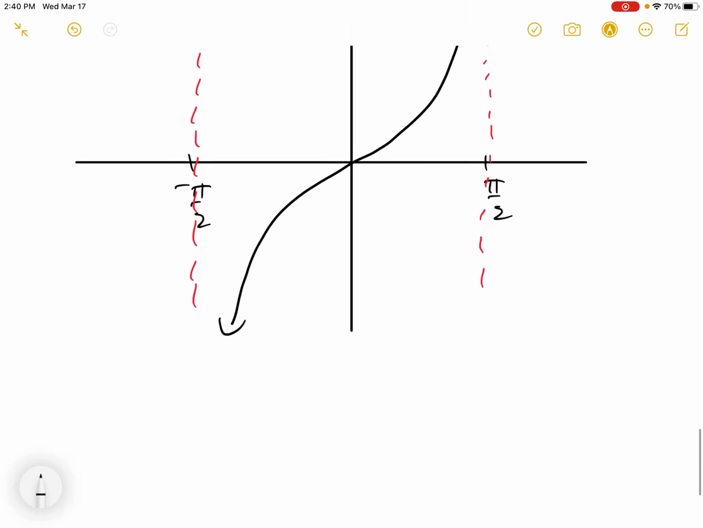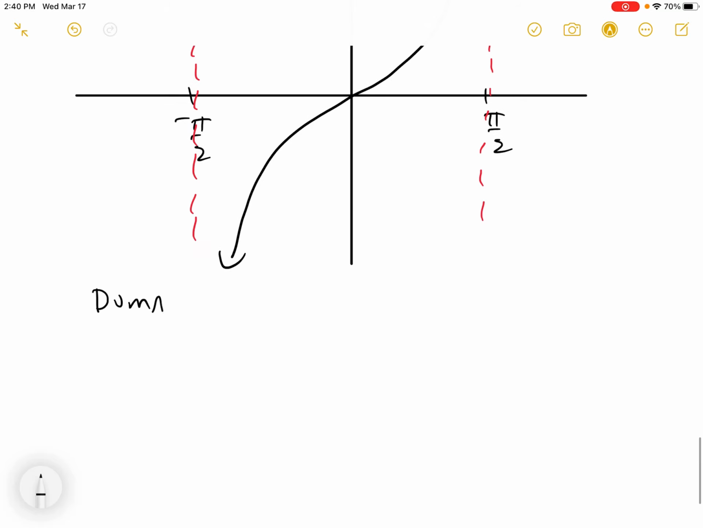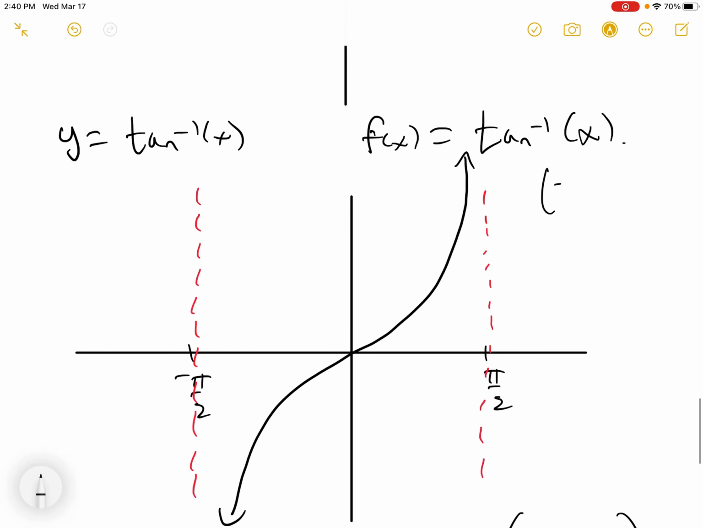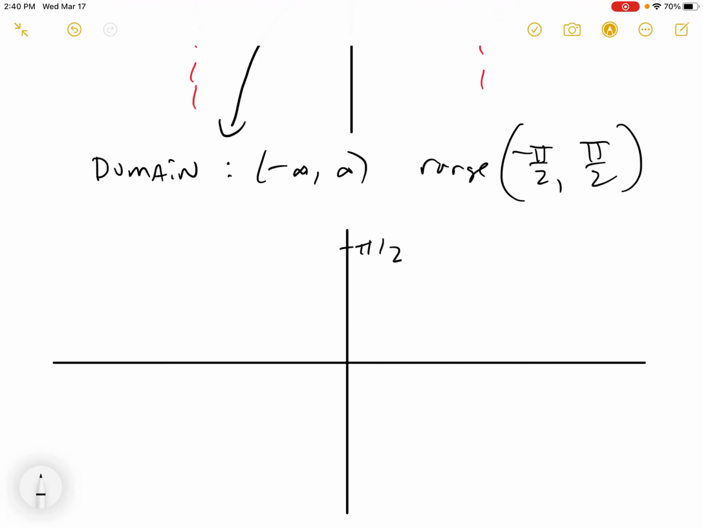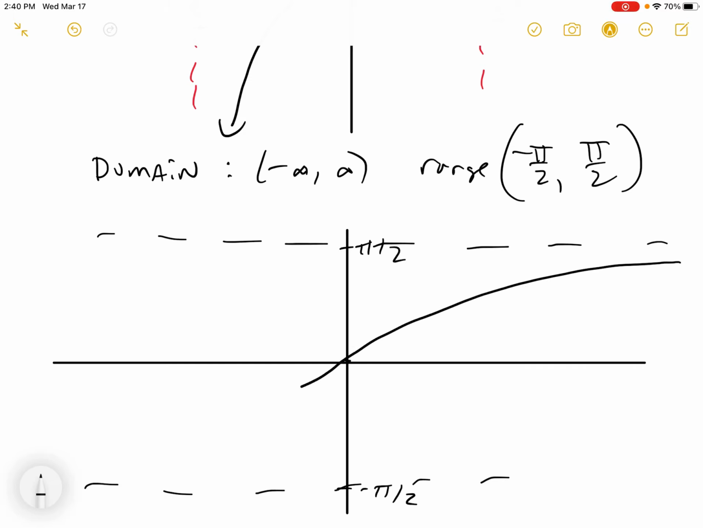So that means when you flip it, the domain is all real numbers. And the range is minus pi over 2 to pi over 2. So we restrict this domain to minus pi over 2 to pi over 2, non-inclusive because of the asymptotes, and same with the range. So when you graph tan inverse, you have asymptotes of pi over 2 and minus pi over 2. And it looks like this.